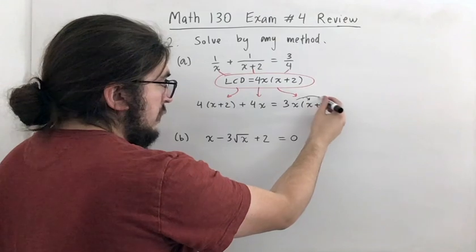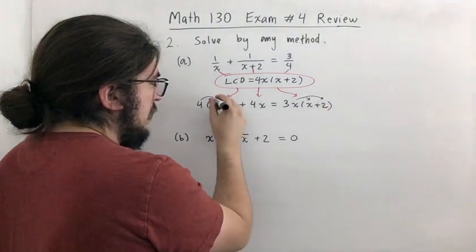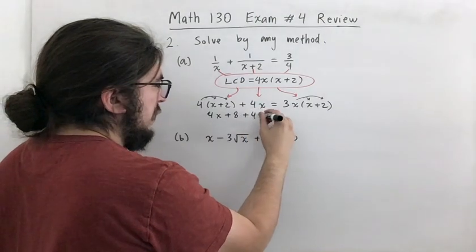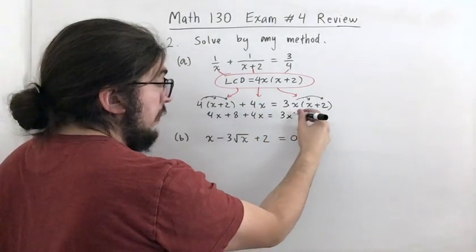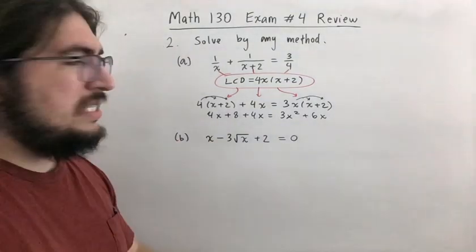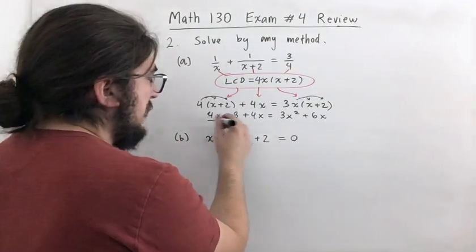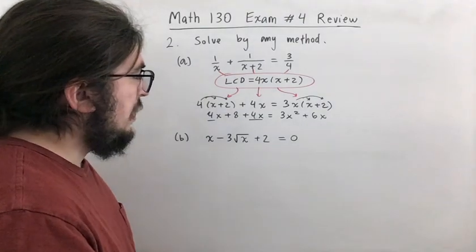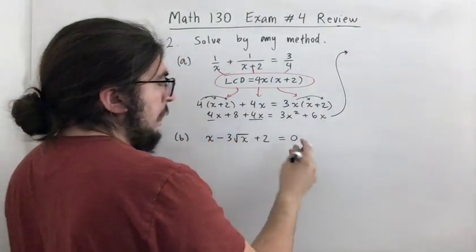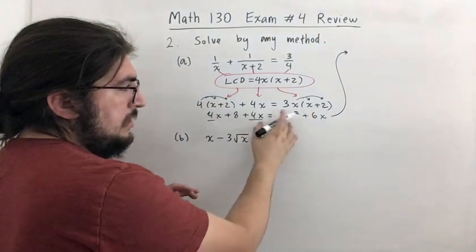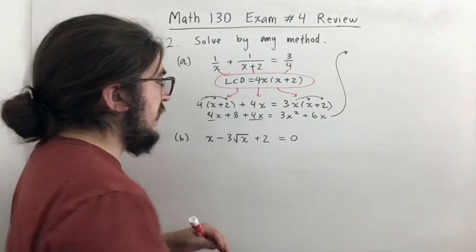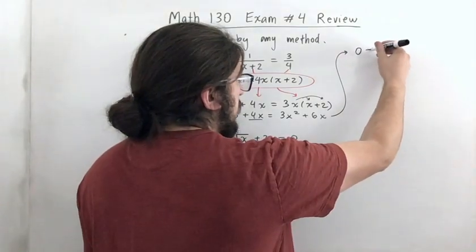Let's distribute and try to simplify as much as we can. So we have 4x plus 8 plus another 4x equals 3x squared plus 6x. Now I want to move everything to one side so the zero is on the other. These combine to 8x. So I'm going to continue over here up on top. I'm actually going to move everything to the right because the x squared term here is positive and I want that to be positive just for simplification. We're going to have 0 on the left.